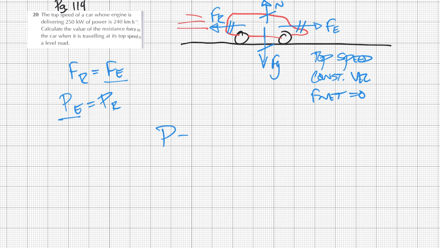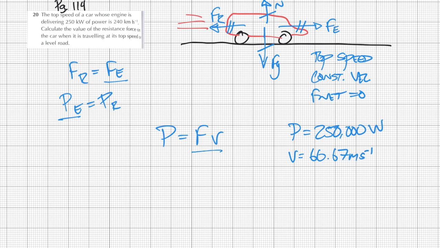So power is force times velocity. The power that we have for this is 250 kilowatts or 250,000 watts. My velocity is going to be 240 kilometers per hour or 66.67 meters per second. So we need to make sure we have things converted into SI units, both watts and meters per second, to be able to use this appropriately.